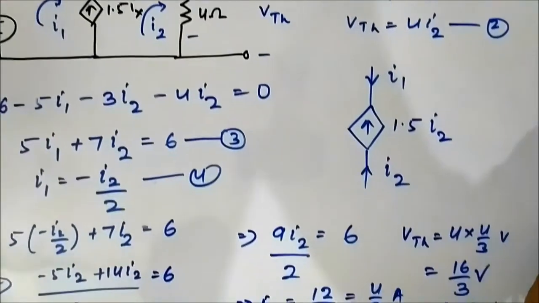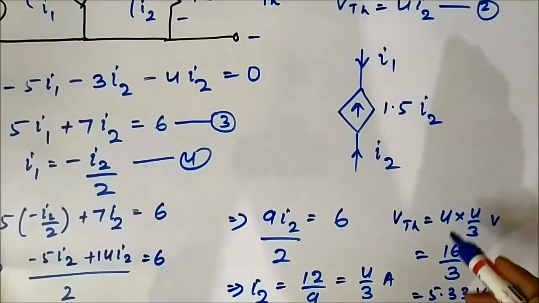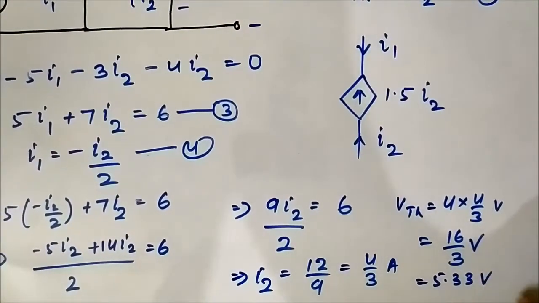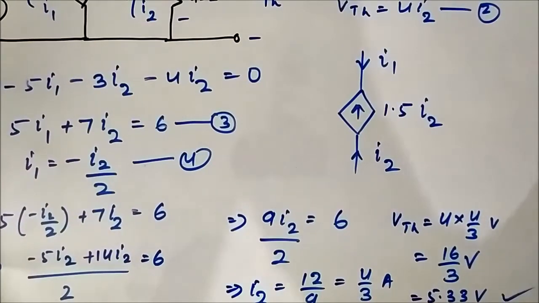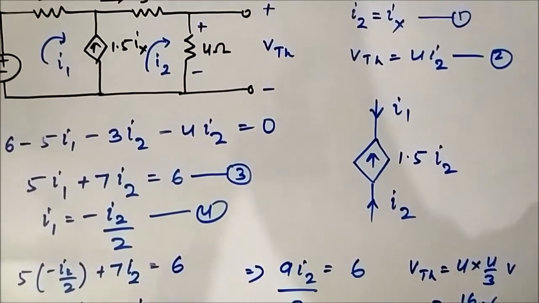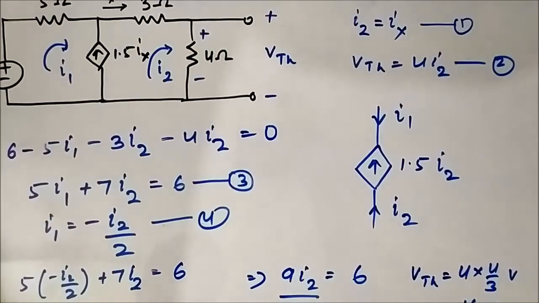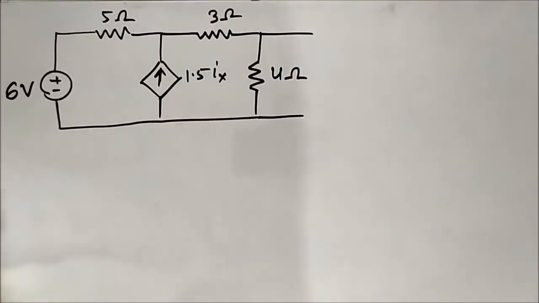VTH is 4I2. So we got the result, 4I2 is 4 into 4 by 3, which is 16 by 3, which is 5.33 volt. Okay, so you have got VTH. Now let us calculate RTH. So now comes the second part of the question, which is the calculation of RTH.